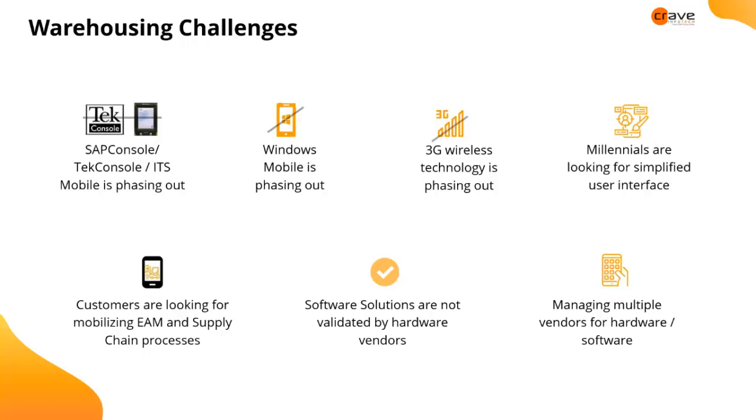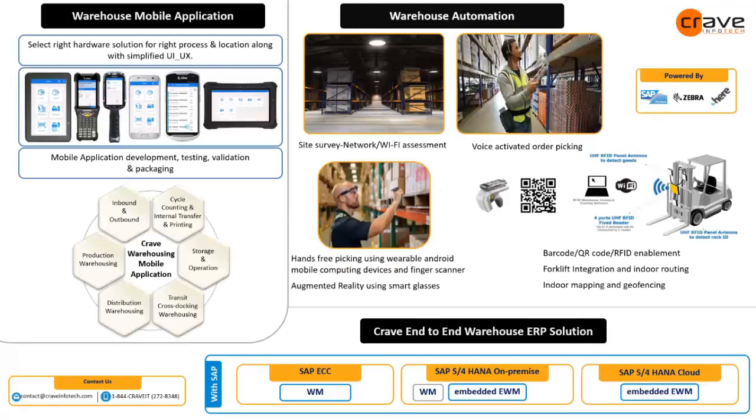We have an opportunity to help you mitigate all these challenges and give you something which is worthwhile. So let's start with what we call our end-to-end warehouse ERP solution. Let me start from the top right bottom. You might have ECC warehouse management, or you might even have inventory management and you are still waiting to go to warehouse, and that's fine. It can be inventory management, warehouse management, embedded EWM, or embedded EWM on HANA cloud. So in any of these situations, we can help you.